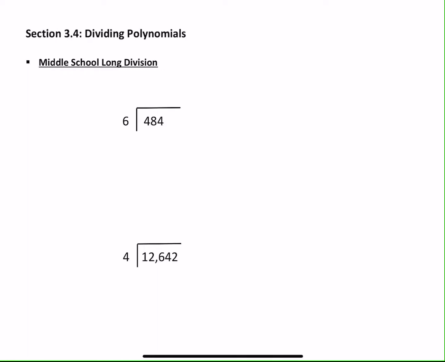Middle school long division. It's probably been a couple of years since a lot of you have done this. So just the steps. 6 is what we're dividing by, so that's called our divisor. 484 is our dividend, or what we're dividing into. And what you do here is when you're dividing 6 into 484, you start with your divisor and divide it into the first digit.